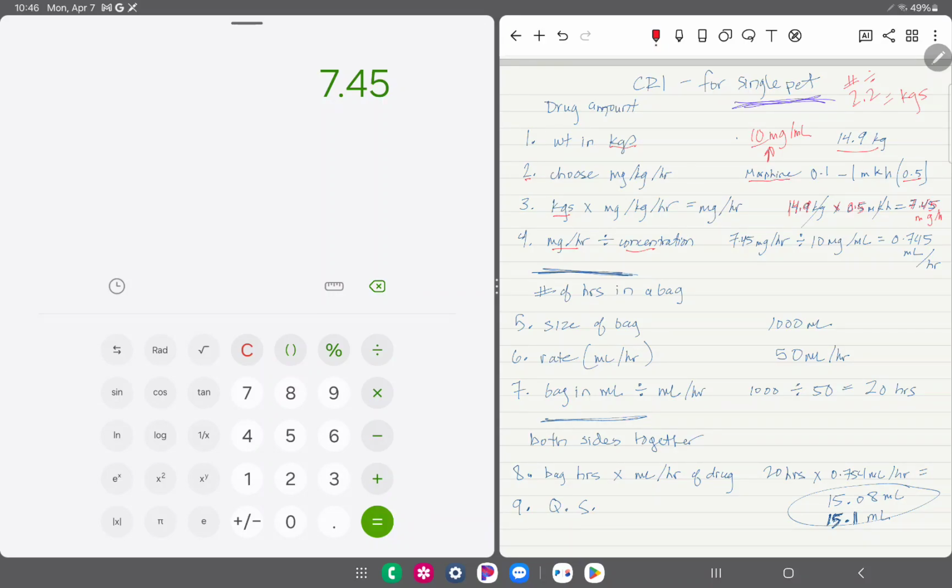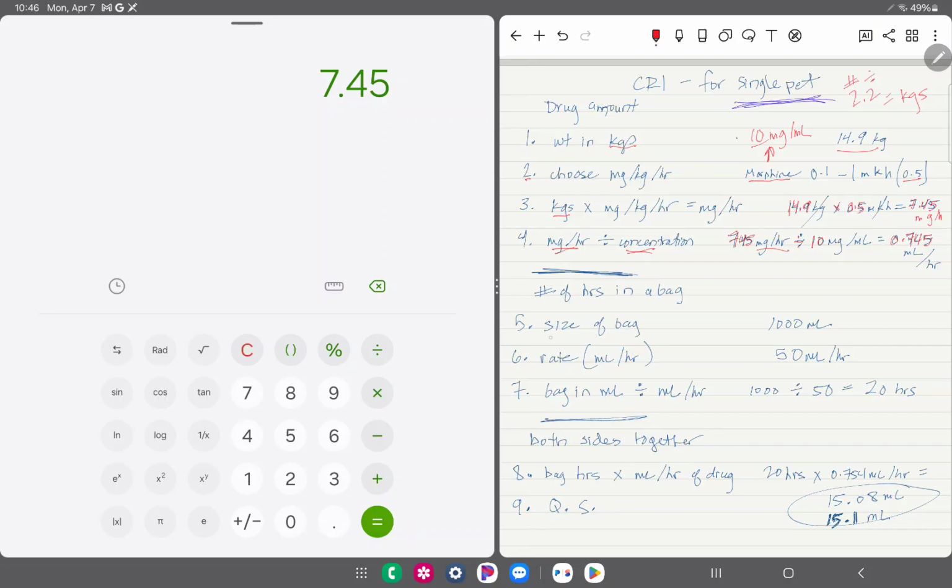And then you've got the last one here again, mg per hour divided by concentration. So you've got that 7.45 mg per hour divided by the concentration, which is 10. And that's going to give you 0.745 mils for each hour. Mils for each hour. Okay. Now, let's say we're setting this up in a bag that's going to be long term. We're going to be running this on this animal for many hours.